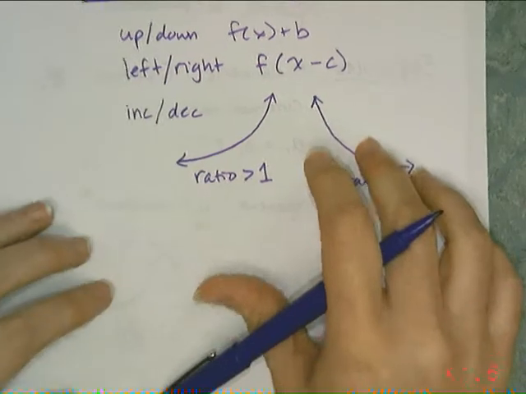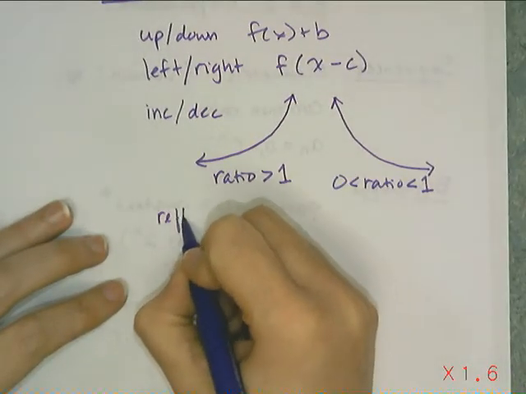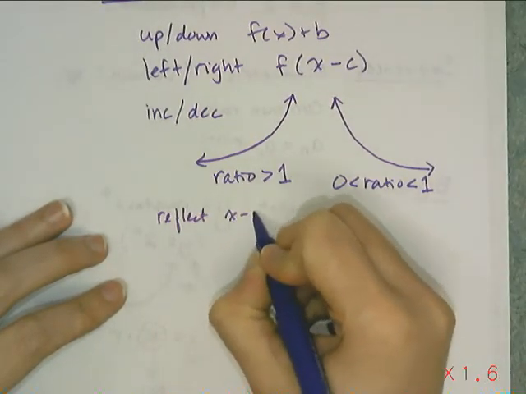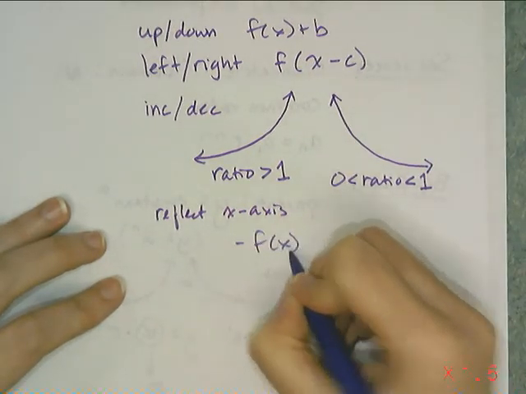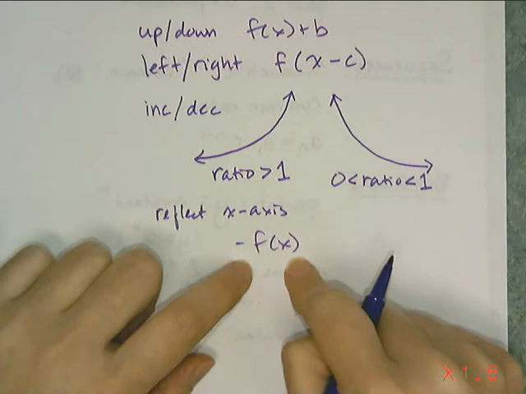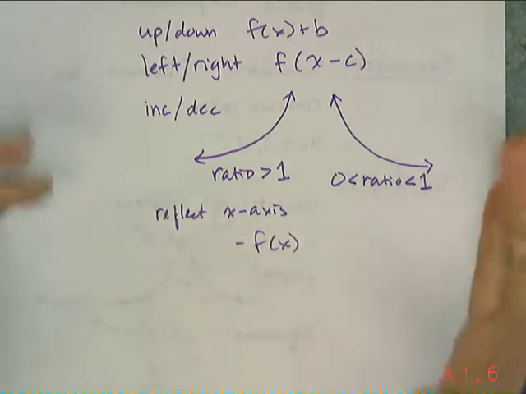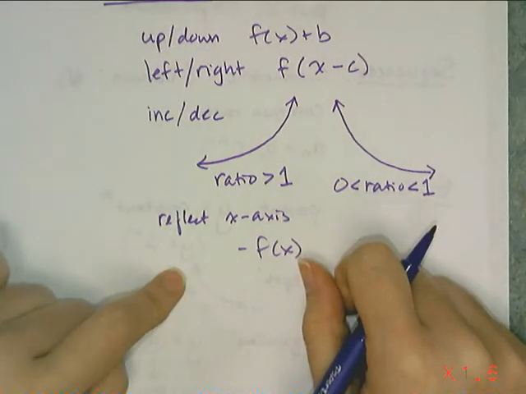Oh, and I forgot one thing. If I want to reflect it through the x-axis, which means flip it upside down, I had to use the negative version of the rule. So I had to multiply it all by a negative. And that's everything we know about exponential. And in chapter 4, we'll learn even more.